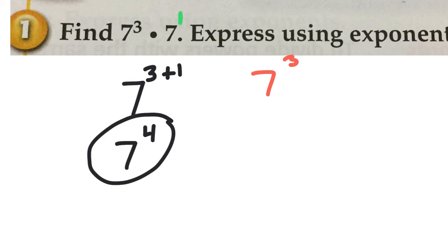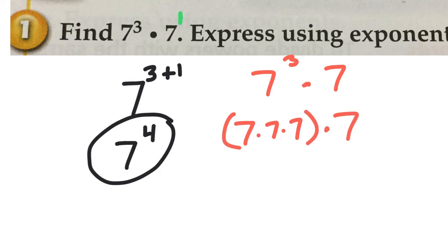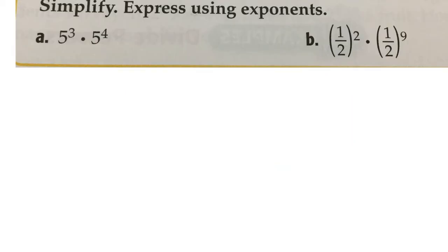And again, we can think about it by what exponents actually mean. Well, 7 to the third is 7 times 7 times 7, and then we want to multiply that by 7. So now I'm multiplying 4 sevens. That's how we get 7 to the fourth power.